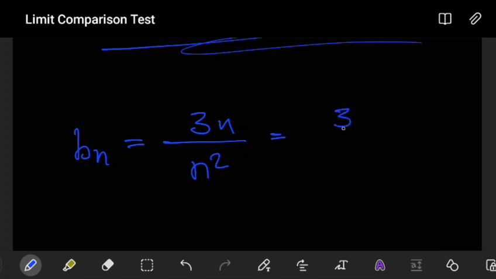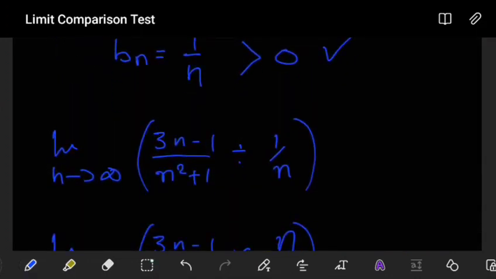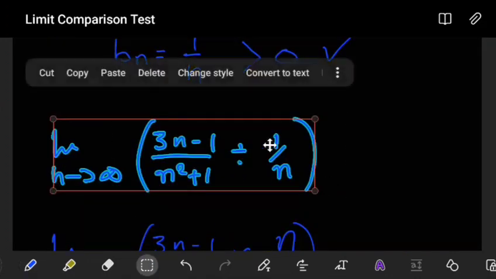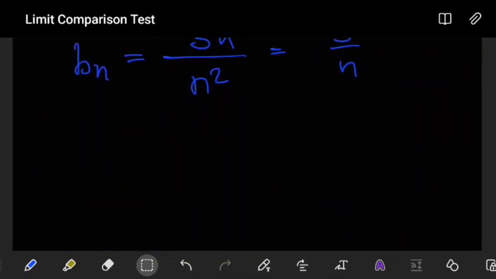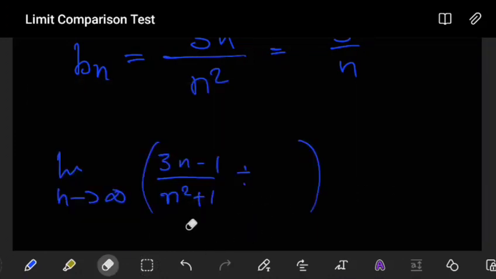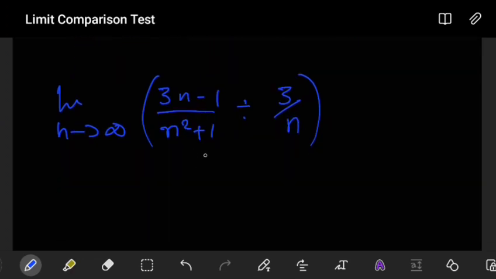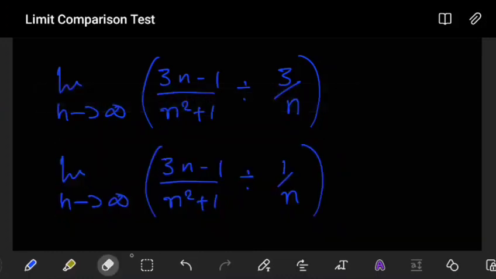Of course, reducing this would have left us with 3 over n. And using this now, let me just show you guys that. So instead of 1 over n, let's say you kept that 3, what would you have ended up with? You would have ended up having the same expression, but instead of 1 over n, this would have been 3 over n. And 3 over n would have meant that when you change this to multiplication, this would be times n over 3.